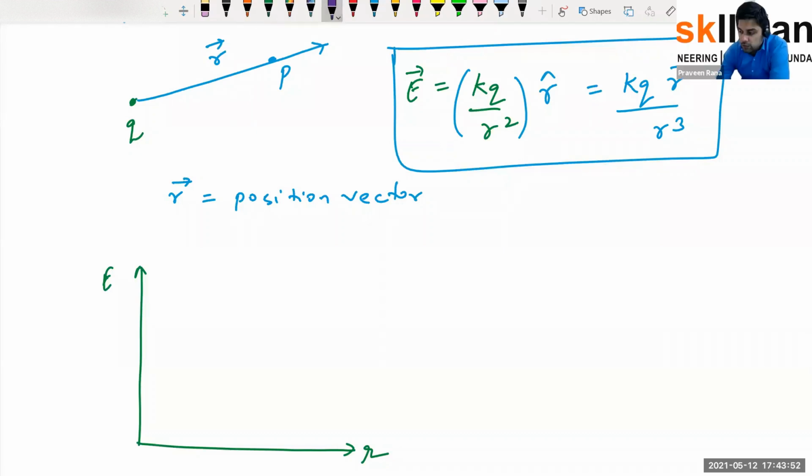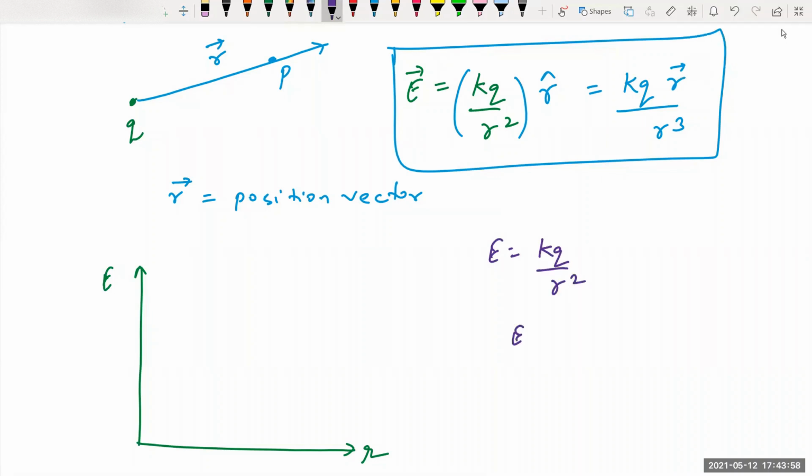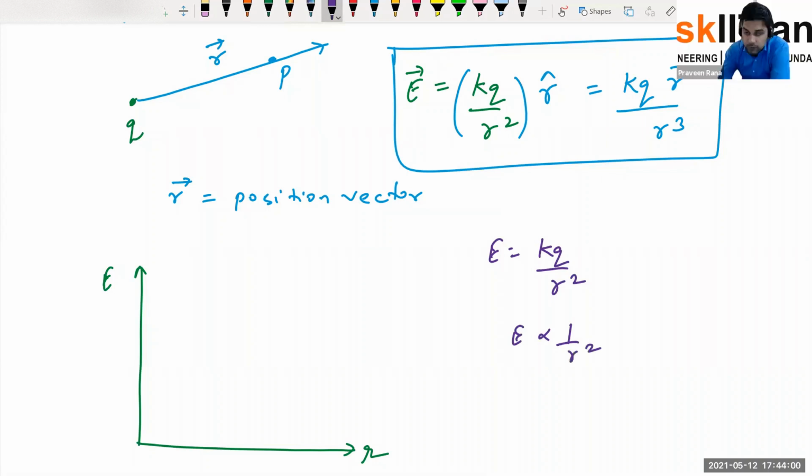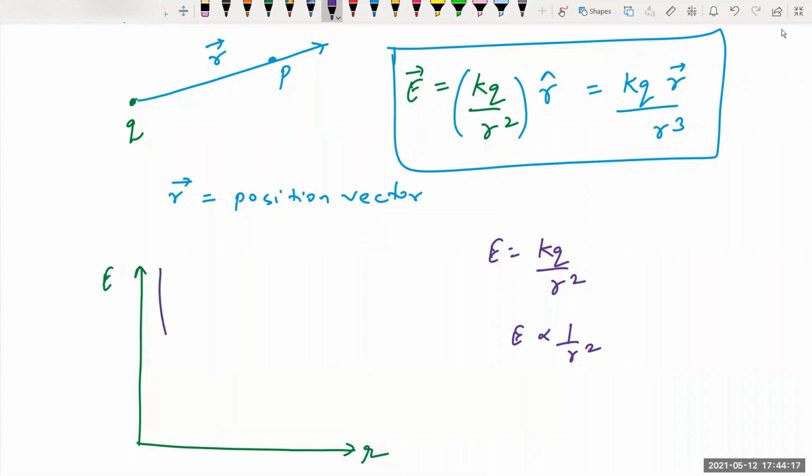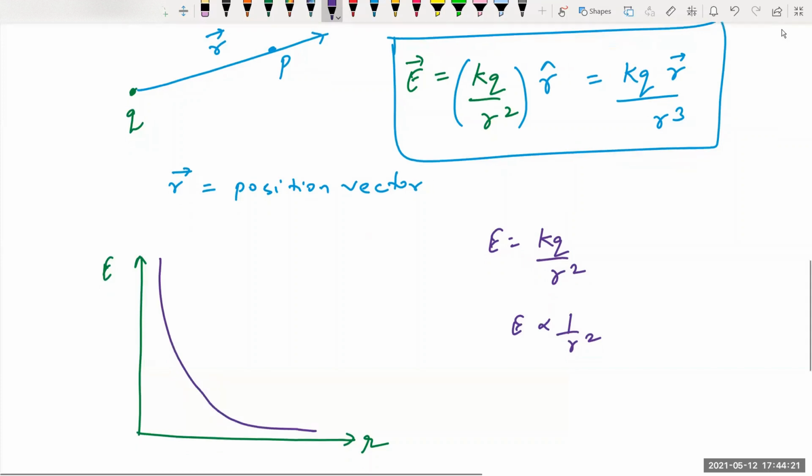Okay, right. So we can see that electric field due to a point charge is given by KQ over R square. So electric field is inversely proportional to R square. So what kind of relationship do electric field and distance have? Direct or inverse? Inverse, right? So if the distance increases, the electric field is going to decrease, right? So the graph would look like this one. That will be the graph.